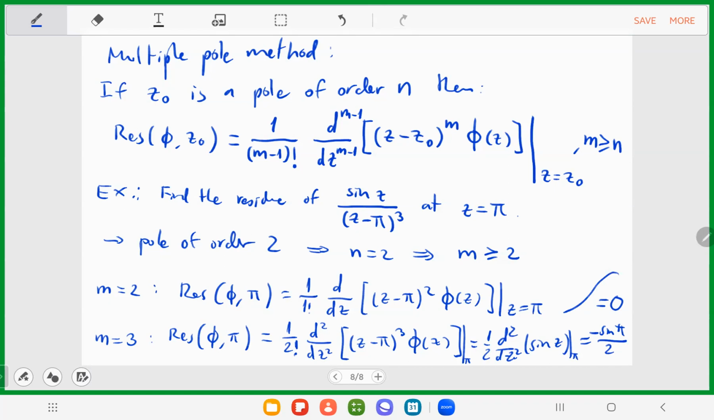As you can see, just choosing m equal 3 is a little bit easier. If you do it in the other way, the result should be the same. We need to find the derivative of sine divided by z minus pi, which, okay, it's not a big deal, but just to show you that this gives a bit of flexibility. Any question?